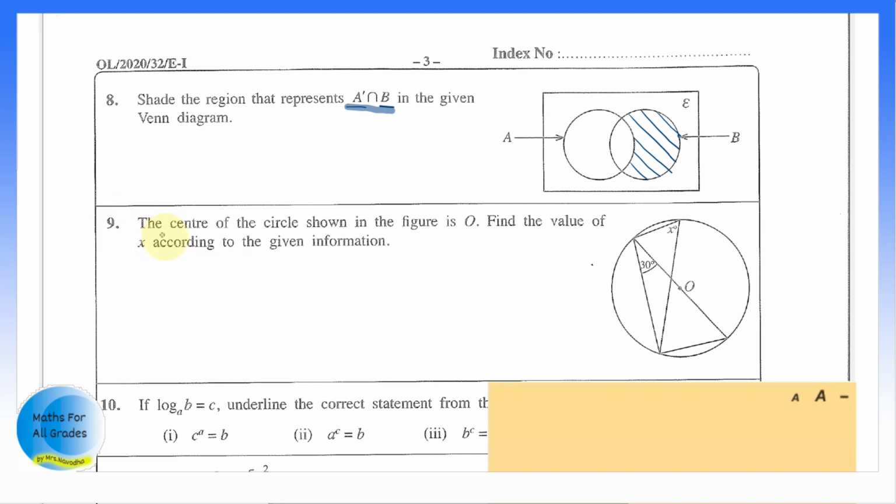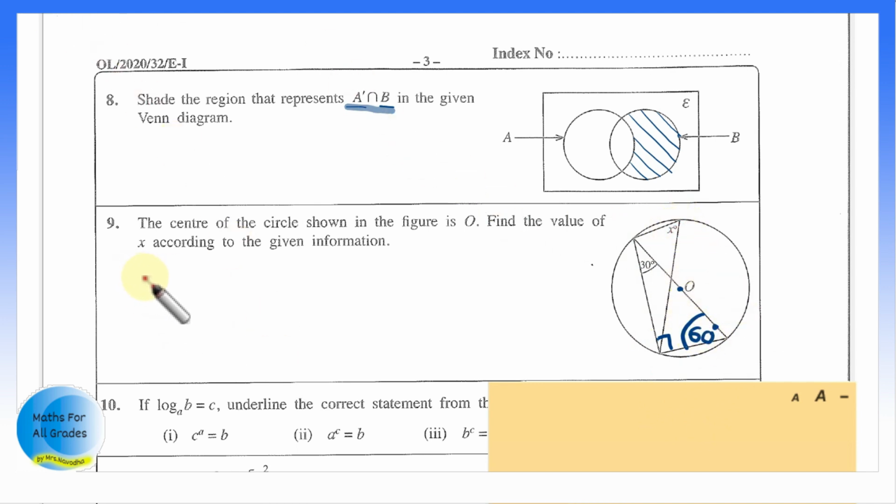Question number 9. The center of the circle shown in the figure is O. Find the value of x according to the given information. So this is the center and this line is the diameter. Here they have given 30 degrees. We know this angle is 90 degrees because semicircle angles are 90 degrees, and we can find that this angle is 60 degrees. And these two angles, x and 60 degrees, are same segment angles. Therefore, x equals 60 degrees.